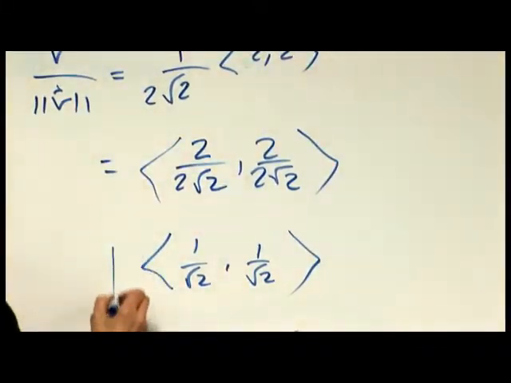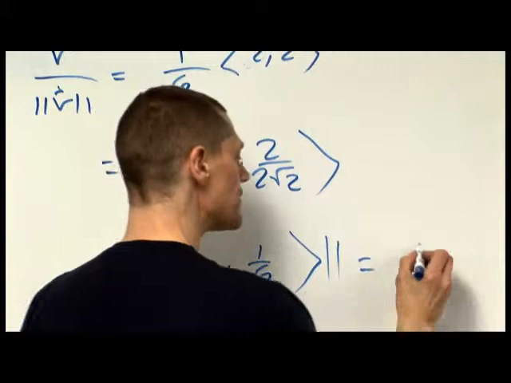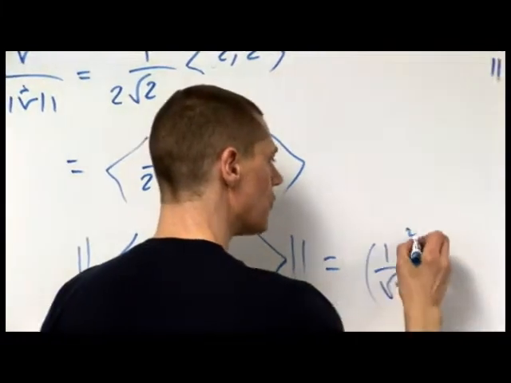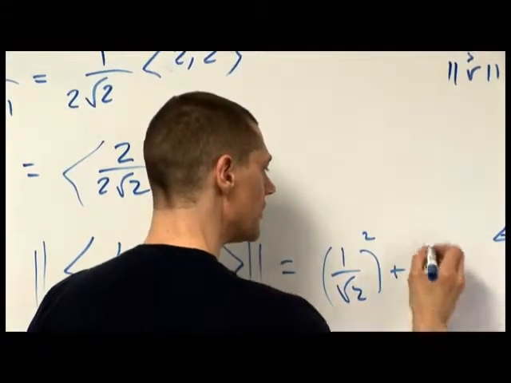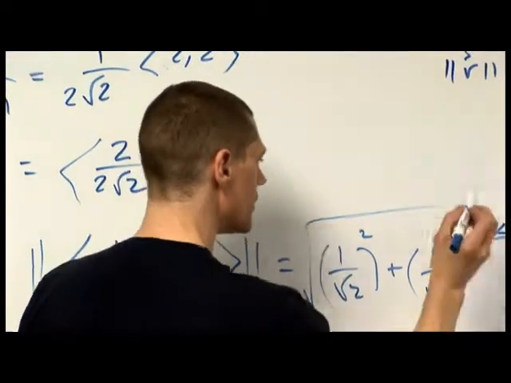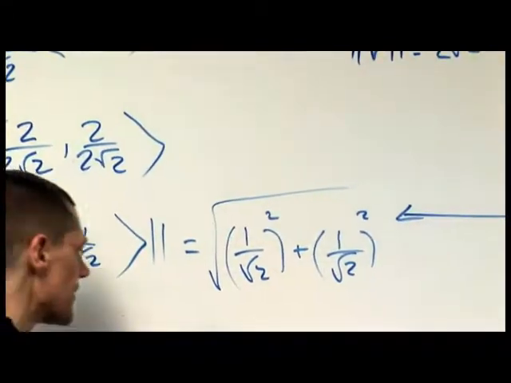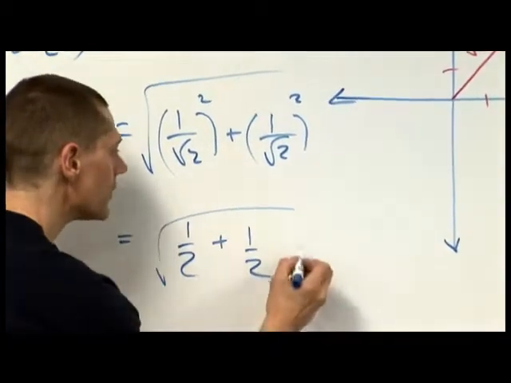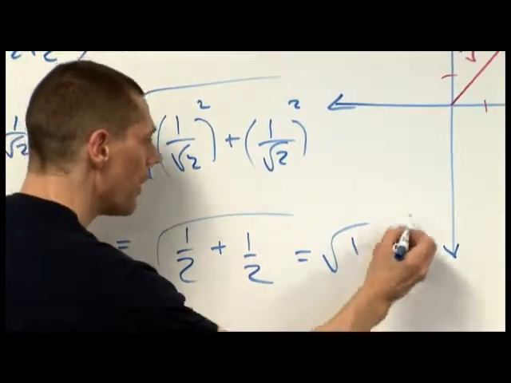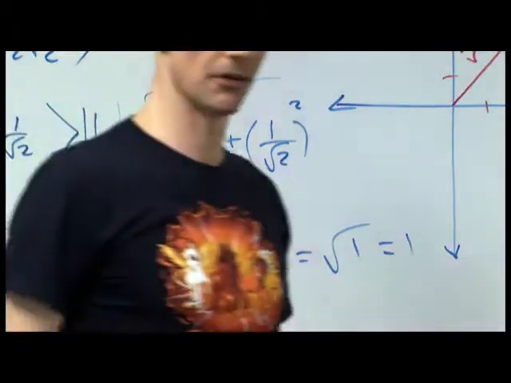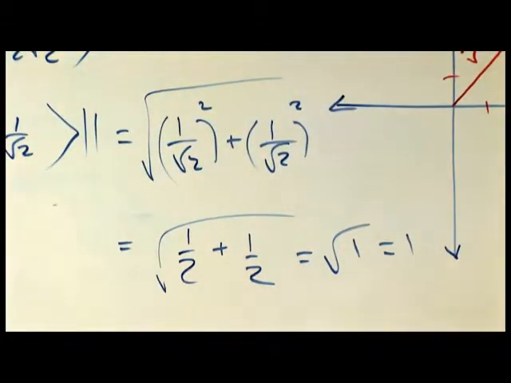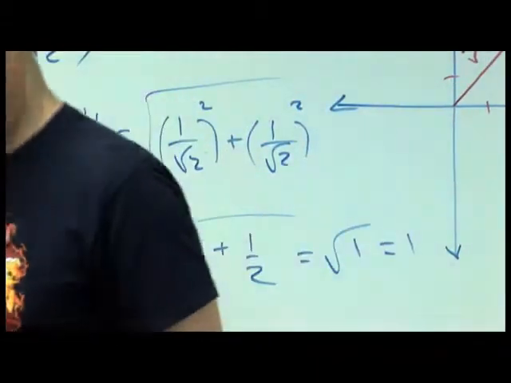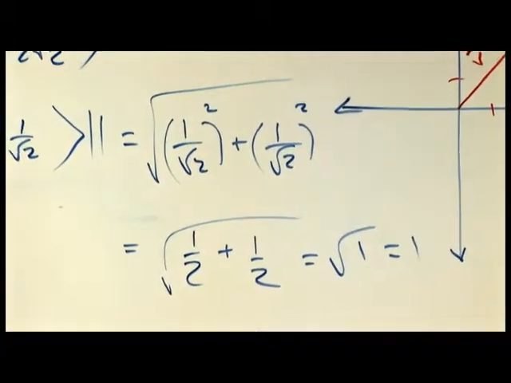So what's the norm of this? The norm of this is the square root of 1 over the square root of 2 squared plus 1 over the square root of 2 squared. This is the same as the square root of 1/2 plus 1/2. And on a good day, the square root of 1 is 1. On a bad day, the square root of 1 isn't 1. My producer tells me we have a minute left. What can I say about this in a minute?